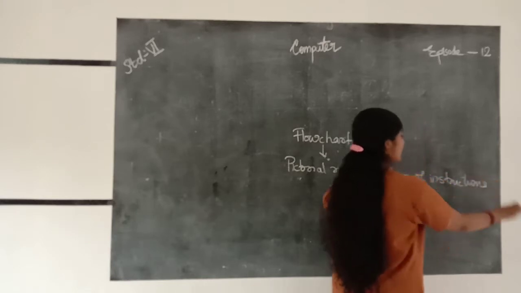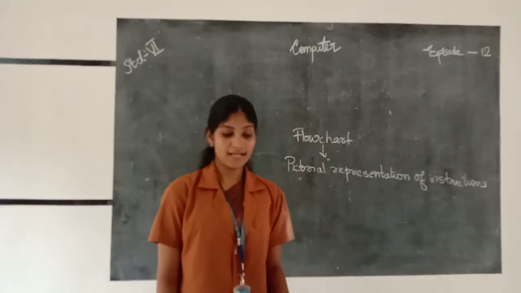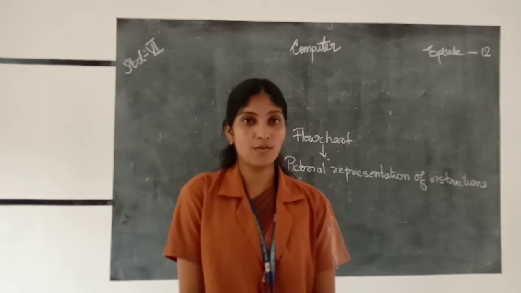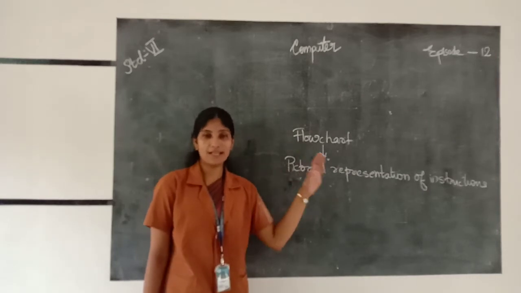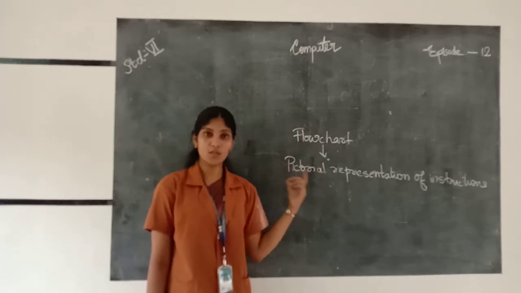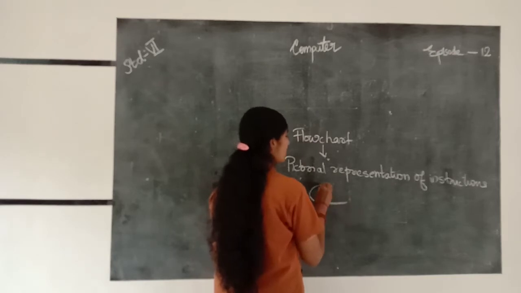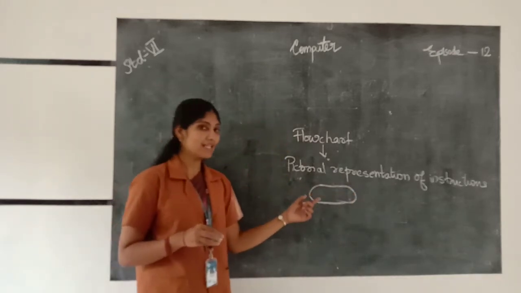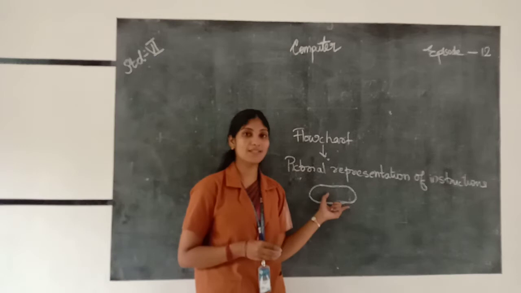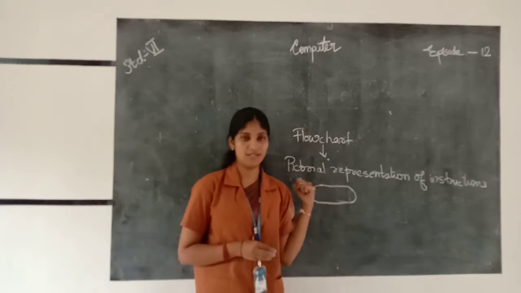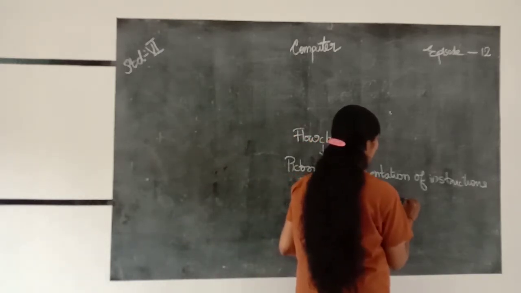Last class we did some problems using flowcharts, like how to calculate the sum of two numbers. In a flowchart there are some shapes, and each shape has its own use. The first shape is the terminal box, a rounded rectangle shape. It is used to represent the beginning or ending of the flowchart. Its name is terminal box.